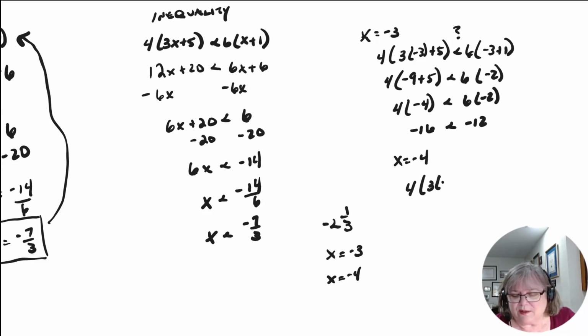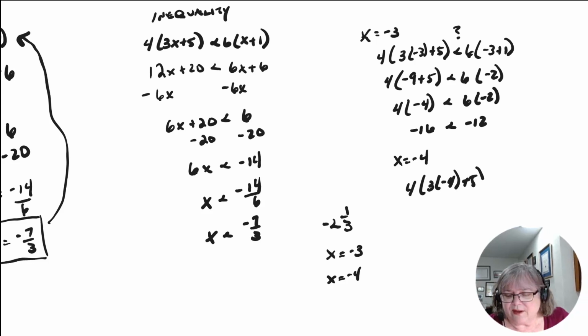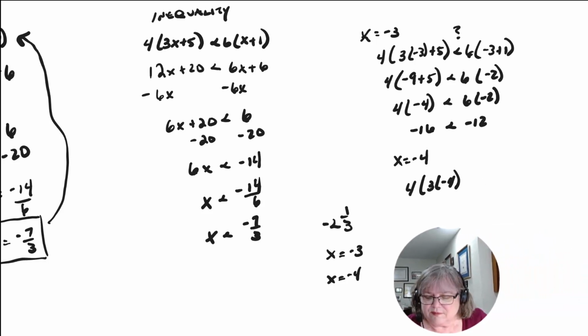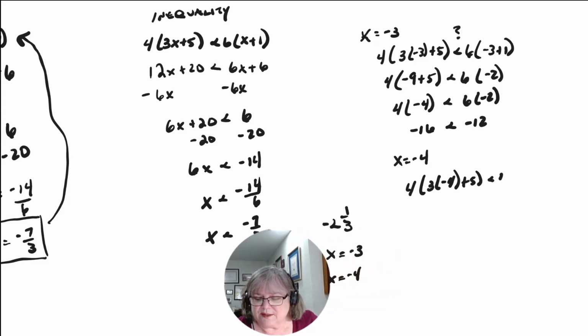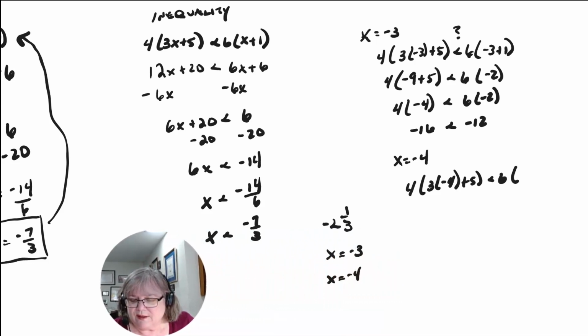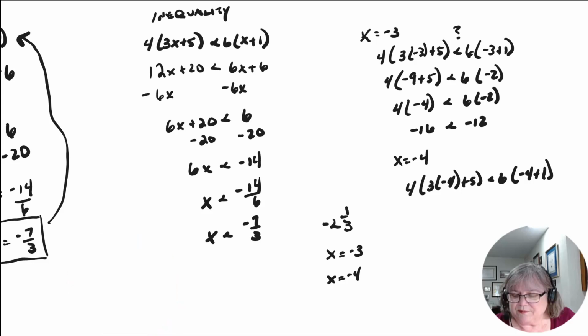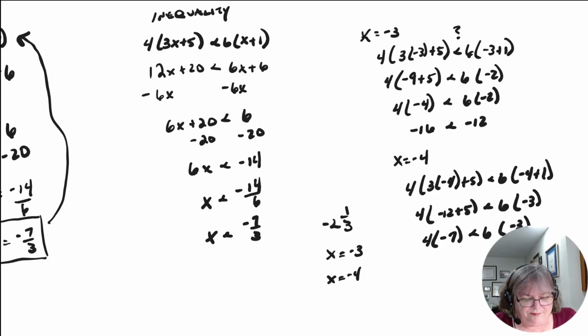How about x is negative 4? 4 times 3 times negative 4 plus 5, is that less than 6 times negative 4 plus 1? So again, 4 times 3 times negative 4 is negative 12. Negative 4 plus 1 is negative 3. 4 times negative 7, is that less than 6 times negative 3? Is negative 28 less than negative 18? Yes, as far as your bank balance.